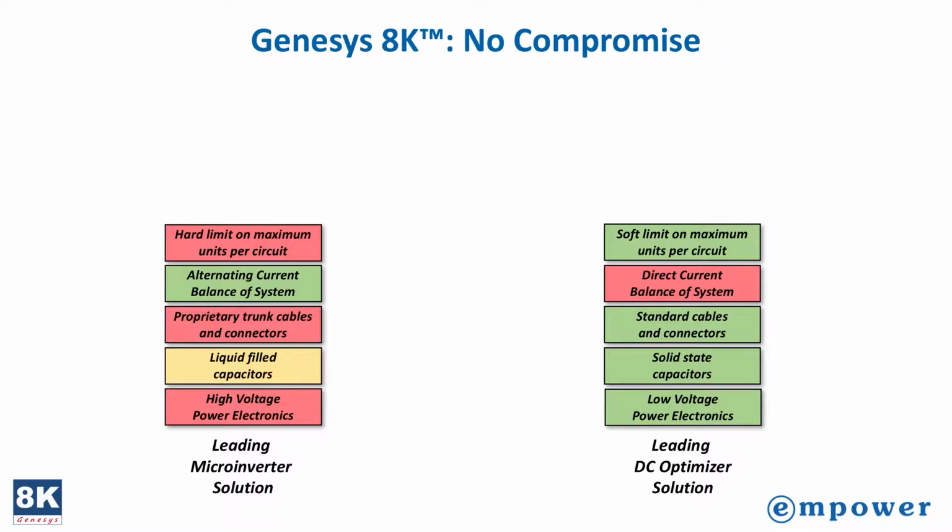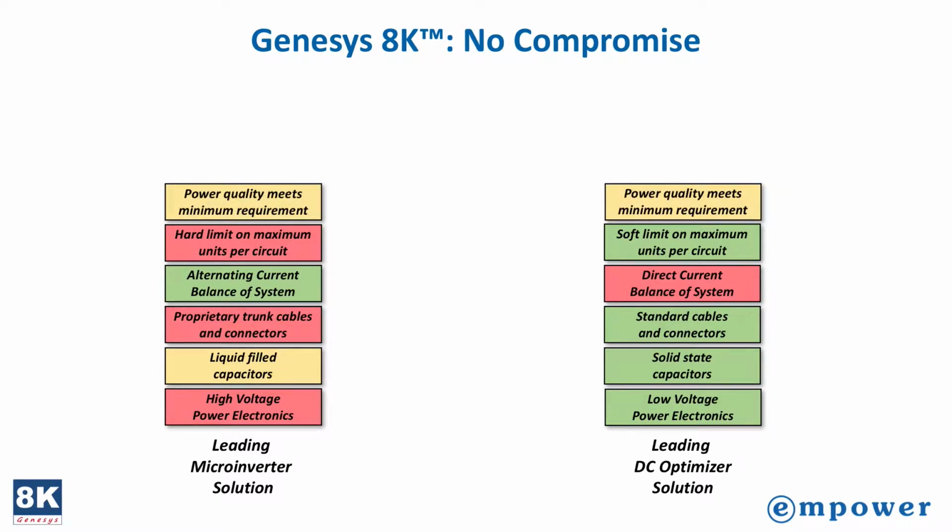Attribute 6. Power quality. The power output generated by any utility grid interactive power electronic system must comply with national and international power quality standards. Delivering substantially better power quality than minimum requirements generally increases cost and/or reduces the efficiency of power electronic circuits. Consequently, the leading microinverter and DC optimizer solutions comply with but do not substantially exceed these minimum power quality requirements.